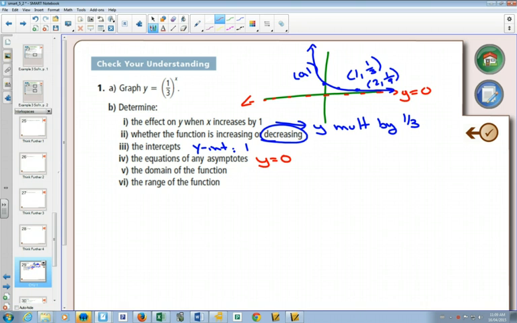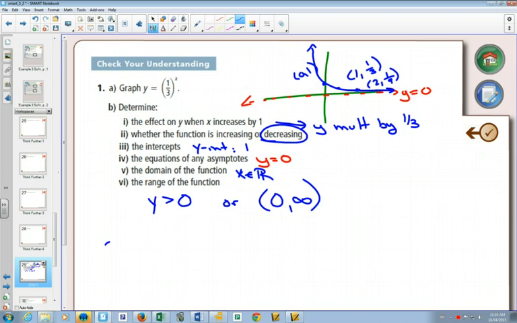The domain of the function then is everything. The range of the function, y has to be bigger than 0, or if you write it in interval notation, it would be from 0 to infinity.